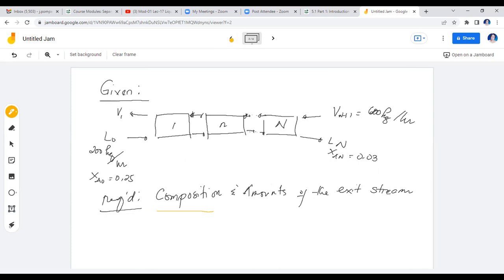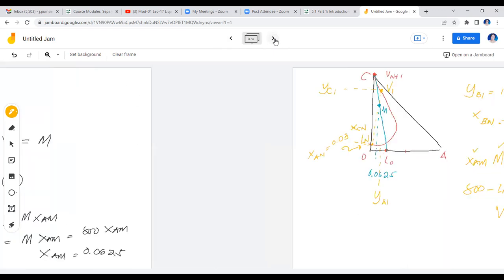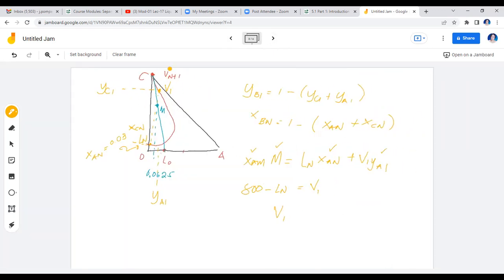So it says here composition and amounts. So the solution to this problem is both analytical, though mostly analytical, but we need one part in here, this one, which is graphical. You need to plot the L sub N here and connect it with the M, which you have computed, the X sub AM or the X sub CM to locate the M, and then find the location of V sub 1. After that, the rest will just be very simple because you need only to substitute to the formulas that you have made. Any question?